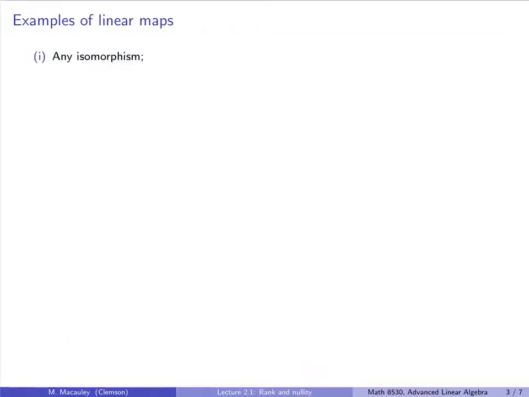Next, I want to give you a number of examples of linear maps. I will go a little bit quickly because we've seen a lot of these before. So first, any isomorphism between vector spaces is a linear map. Next, if X and U are spaces of polynomials of degree less than n, then the differential operator T is a linear map. And of course, I said less than n, but I could relax this restriction. I could say the infinite dimensional space of all single variable polynomials.